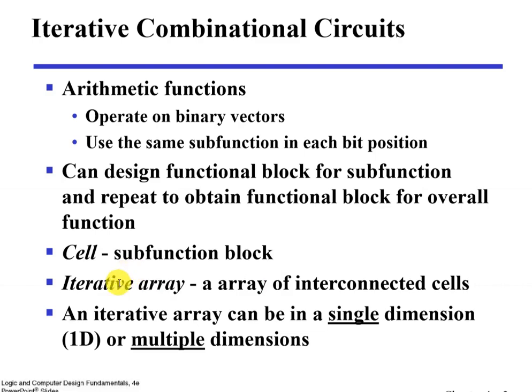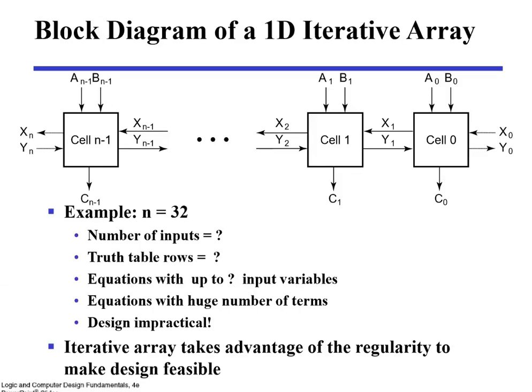Okay, for example, a circuit that adds two 32-bit binary integers. We will see examples of such iterative combinational circuits. Here we have an example of a block diagram for an iterative circuit. This is a 1D iterative array that operates on n input vectors and then produces n output vectors, right?